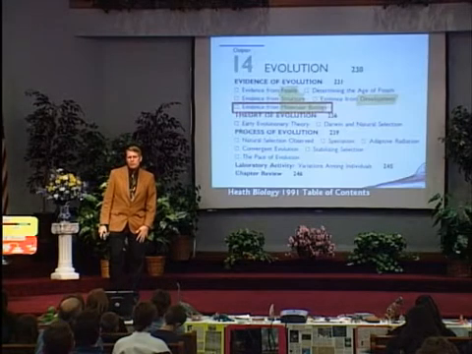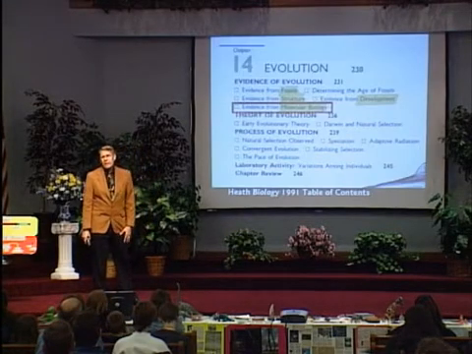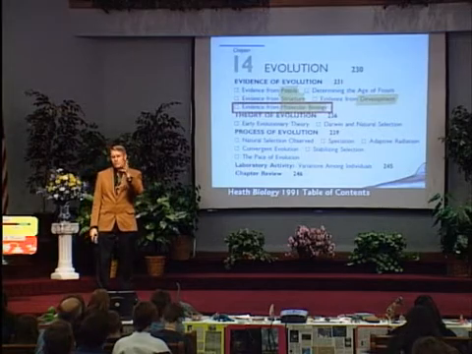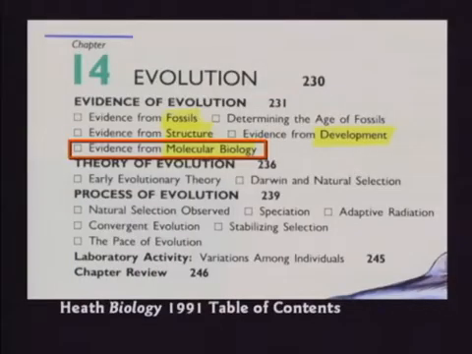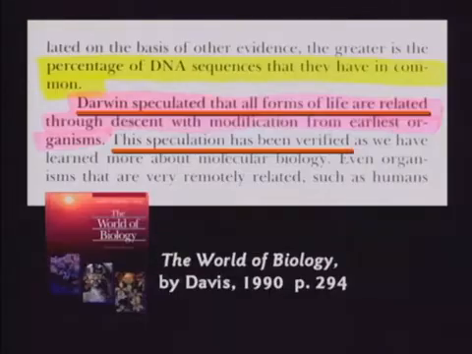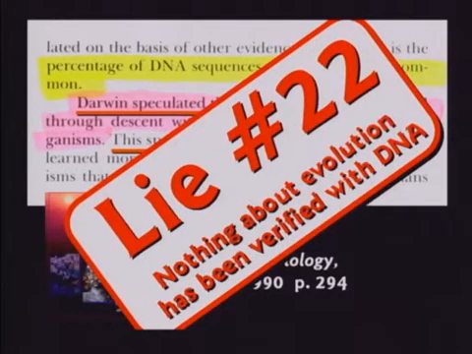Then they tell them, well, DNA proves evolution. Just about every debate I do, they'll say, DNA proves evolution. Oh, let's talk about this. This textbook says we have evidence from molecular biology, talking about the DNA, deoxyribonucleic acid. This book says Darwin speculated that all forms of life are related. This speculation has been verified because of DNA sequences. This is a lie. There's nothing about DNA that has helped verify evolution.